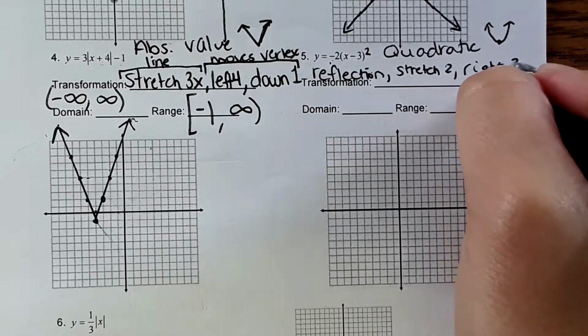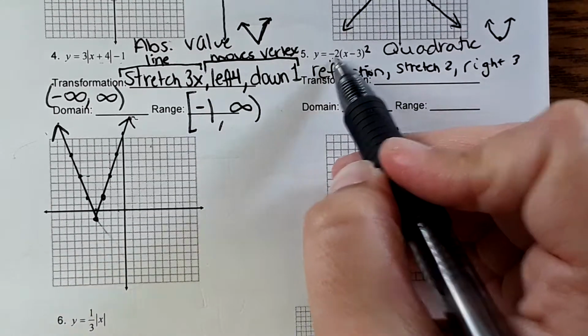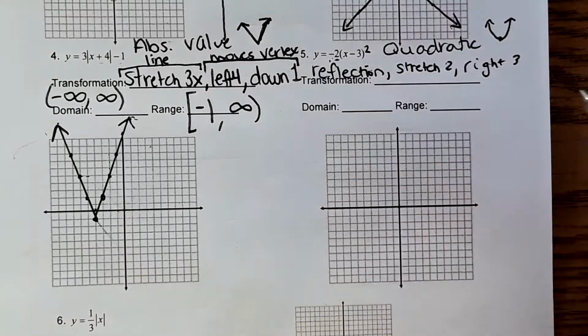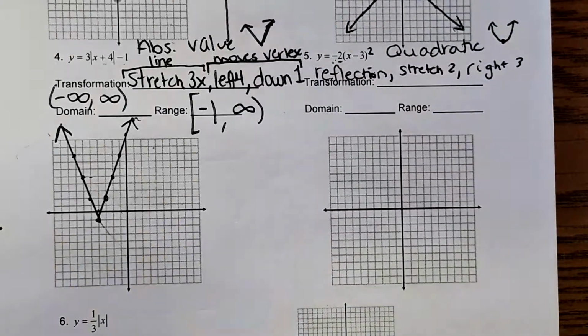How did you get stretch 2? The coefficient right there, 2. How'd you get the reflection? The negative. Of the 2? Yes. Oh. So the negative's for the reflection, the 2 is for the stretch, and the minus 3 is to the right 3.